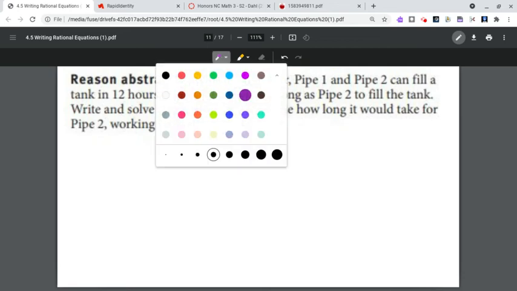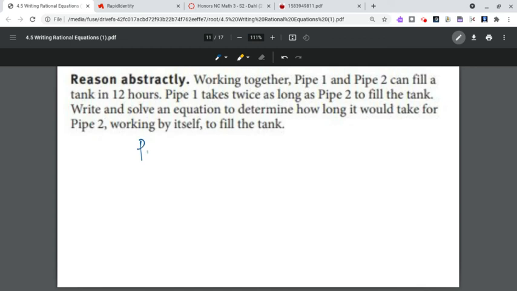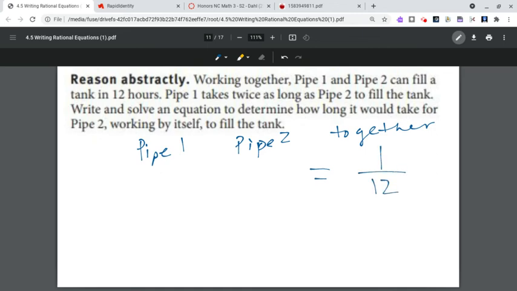Okay, so we're going to set it up. I'm just going to label this here, pipe 1, pipe 2, and then together. Okay, so it takes pipe 1 twice as long as pipe 2. So it's unknown completely, but we know together they take 12 hours. Pipe 2 is X. Pipe 1 is going to be twice that time. So we have to label that 2X. Okay, so I had to go backwards a little bit with that one.